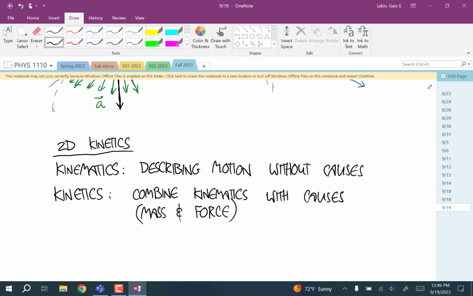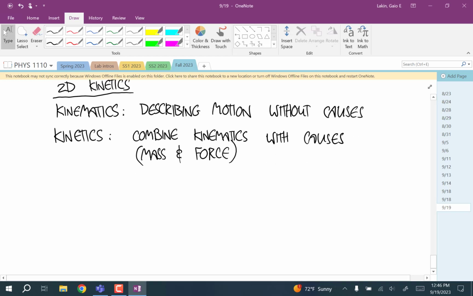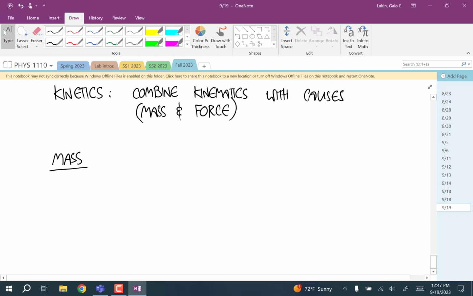So the first thing I have to do is define mass and force. Eventually, our goal is going to be to come up with the most important equation in this class, which is Newton's second law. And Newton's second law relates acceleration, a kinematic quantity, to mass and force. Okay, so that's what we're heading towards. So I'm going to start by defining mass. And you can think of mass as an object's resistance to acceleration.